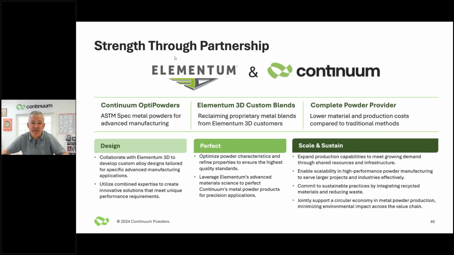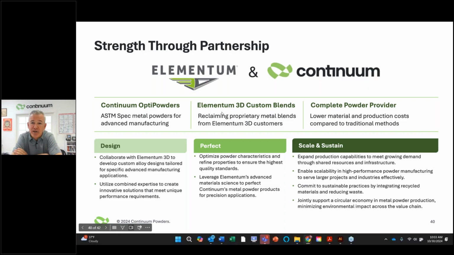I think we have one more slide that sort of puts this all together. This is just a basic idea for those that might be working with us or might be working with Elementum, how this partnership works, which is we want to develop any and all of the powders that are either directly a result of something Elementum's already built, or be the powder source for the next generation custom blends that they're creating, all of which can be done, as you can see here, in a much more comprehensive way that's sustainable.